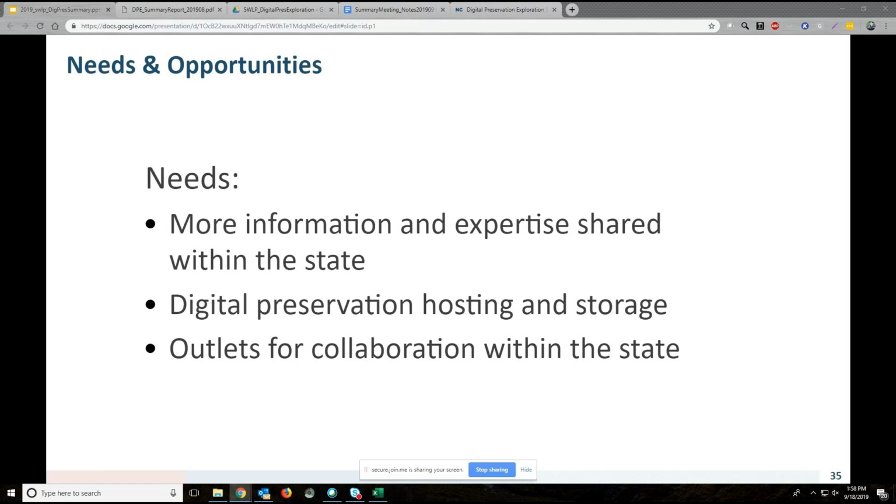And last, we talked about needs and opportunities. So for needs, people of all three meetings came up with really similar ideas related to how their digital preservation needs could be addressed. And the main ones that they discussed was that they need more information and expertise shared within the state to kind of help with eliminating those silos and eliminating that idea that you're kind of on your own. They need digital preservation hosting and storage, so assistance or support in some way in getting the tools and hosting and storage that they need to be able to actually do digital preservation, and need outlets for collaboration within the state, so support and outlets for that collaboration. That is so important.